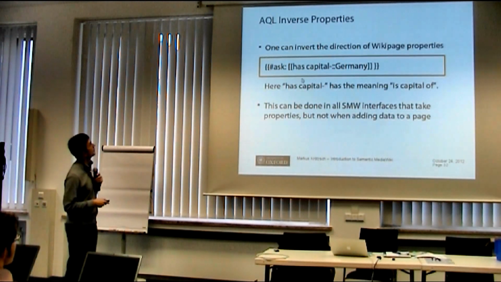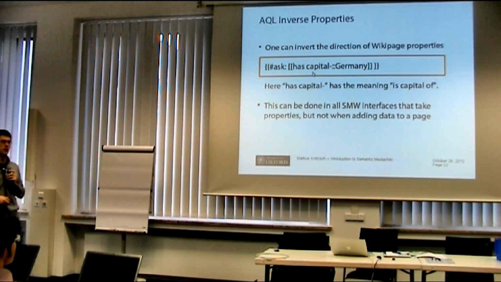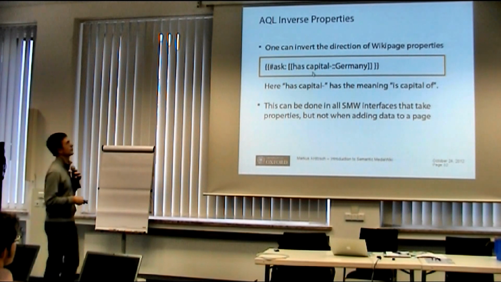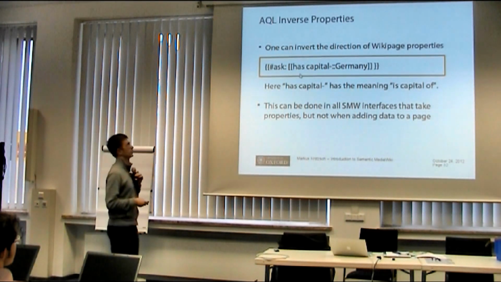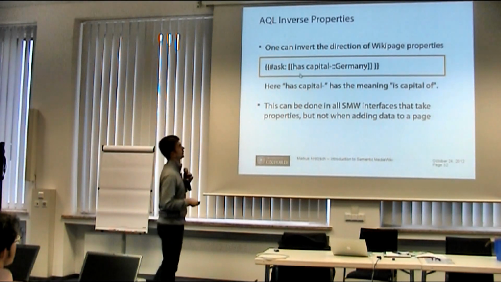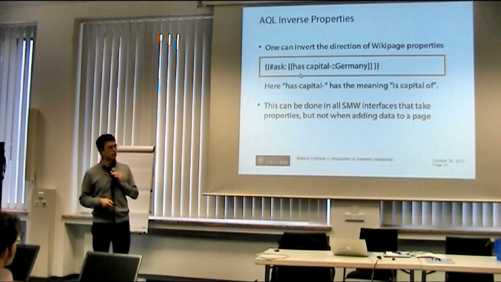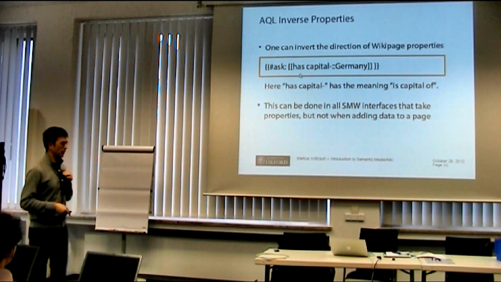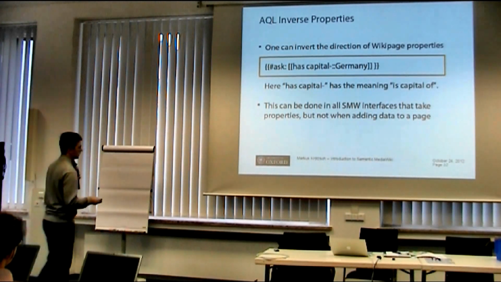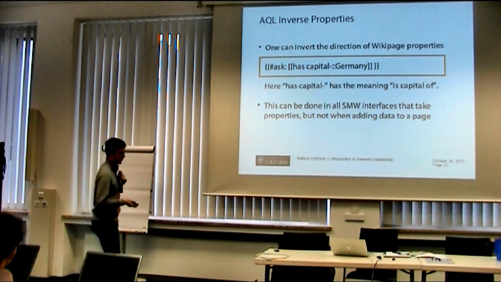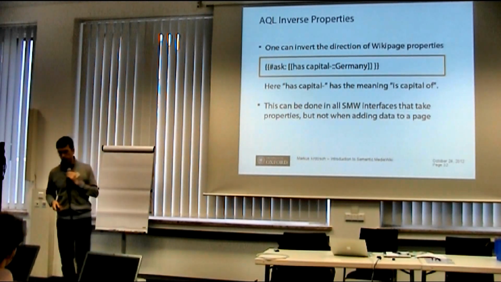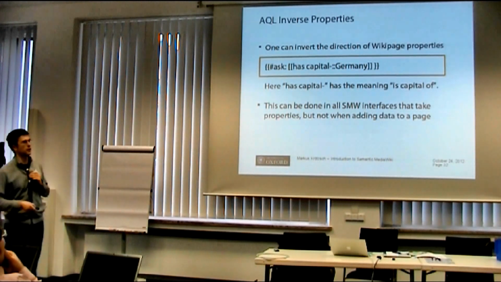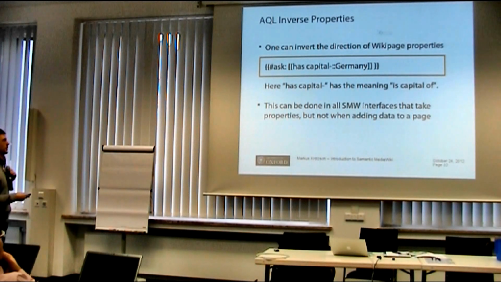You can also invert the direction of properties. So you have seen all the properties, they work like arrows. And sometimes you may want to ask for the capitals of Germany, not for the things that have Berlin as its capital. Now, of course, you could write it in both ways. You could write on the page of Berlin is capital of Germany, but this would be a bit redundant because you already have the information that Germany has capital Berlin.